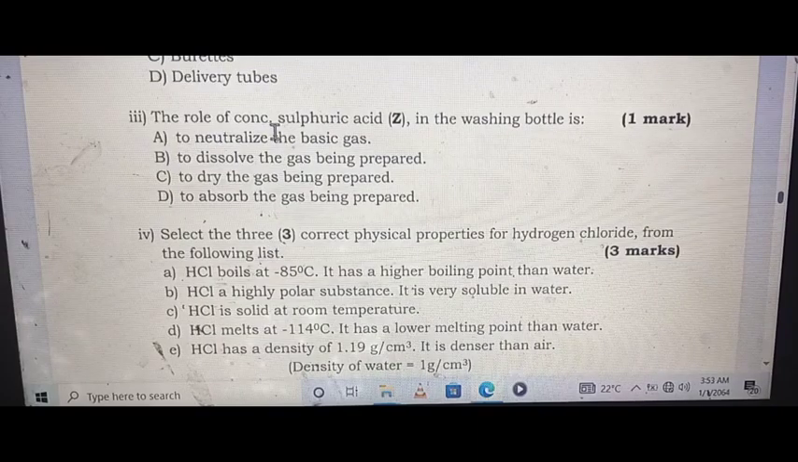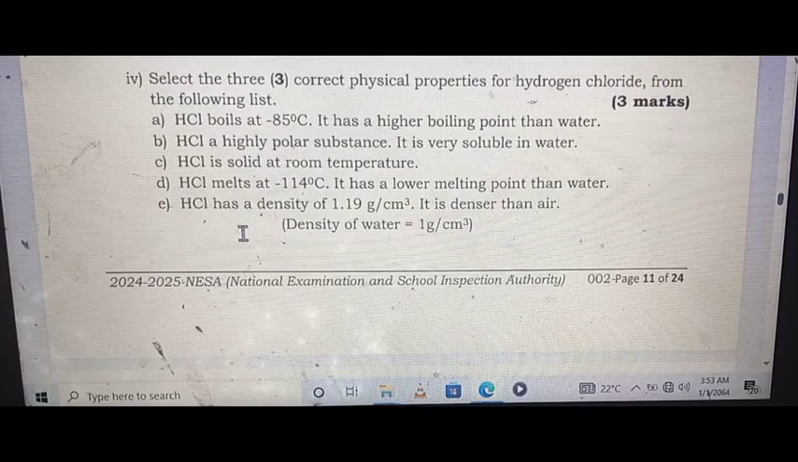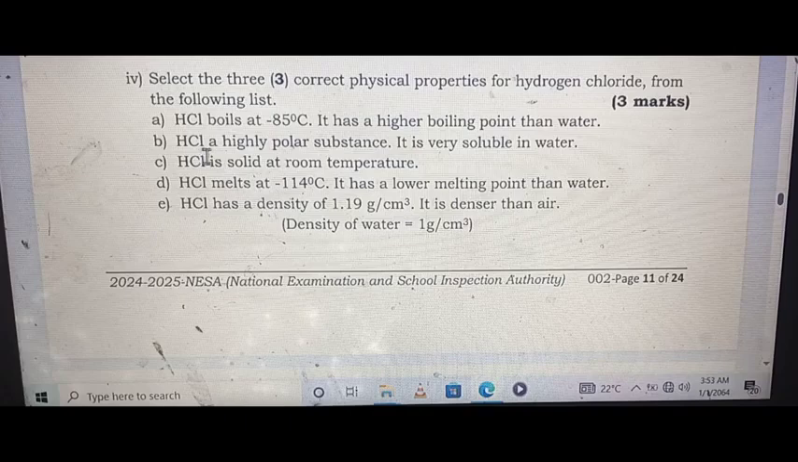I3. The role of concentrated sulfuric acid Z in the washing bottle is: the correct answer is C, to dry the gas being prepared. I4. Select 3 correct physical properties for hydrogen chloride from the following list. The correct answer is letter B, hydrogen chloride is a highly polar substance. It is very soluble in water.